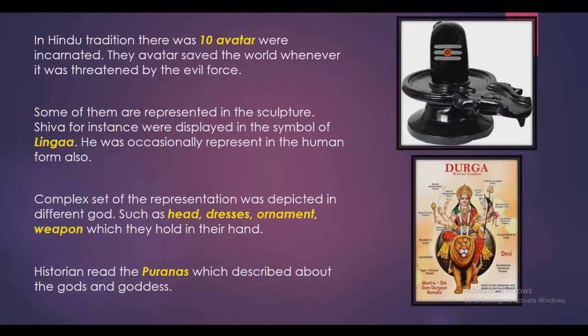So many of the avatars were represented in different sculptures, such as you can see in these images. There was a linga. Shiva was displayed in the symbol of the linga. And sometimes they used to also represent it in the human form.